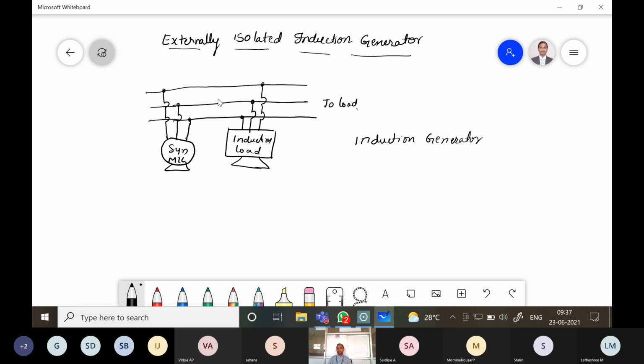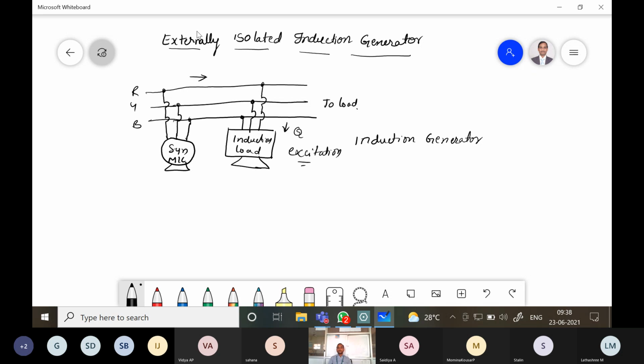Okay, in the previous case we had directly connected to the line, that is RYB. In this case it is shown without being connected to the grid. So we will take the supply from the other generator, which is another synchronous machine. The reactive power from it will be given to the induction load, that is the induction generator, for excitation purposes.